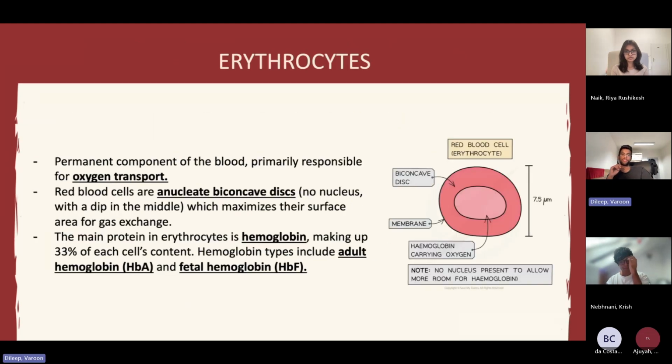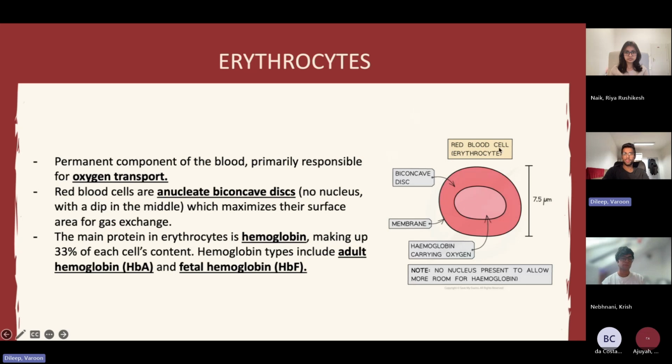Now, when we talk about the first type of blood cells, we have the erythrocytes. Most of you will already know this. They are a permanent component of the blood. They are primarily responsible for oxygen transport, and they do not have a nucleus. Their shape is biconcave disc, with an indent in the middle, which increases their surface area to volume ratio in order to allow faster gas exchange. The main component of the erythrocytes is hemoglobin, which makes up around 33% of the cell's content. The different types of hemoglobin include adult hemoglobin and fetal hemoglobin. You'll learn about the difference between both of them later.